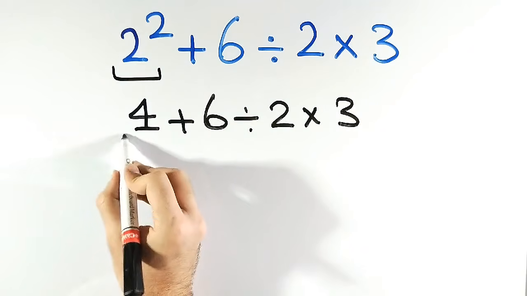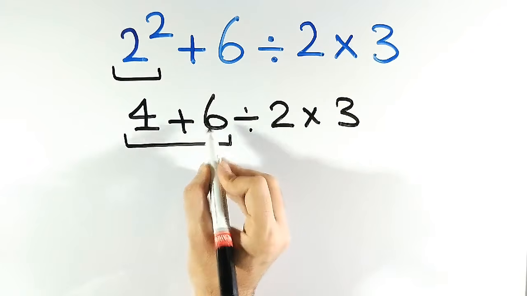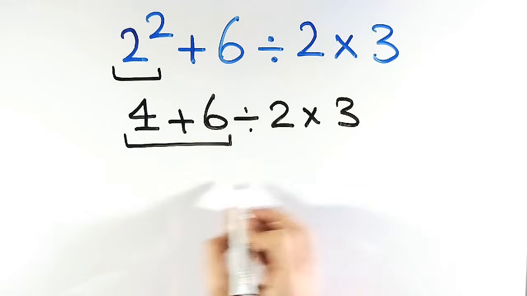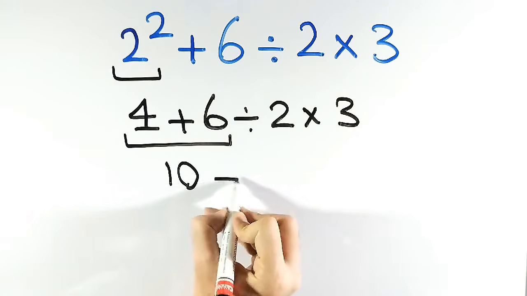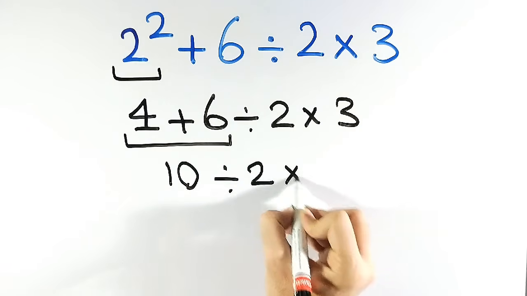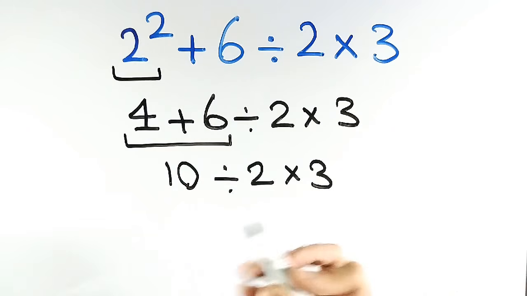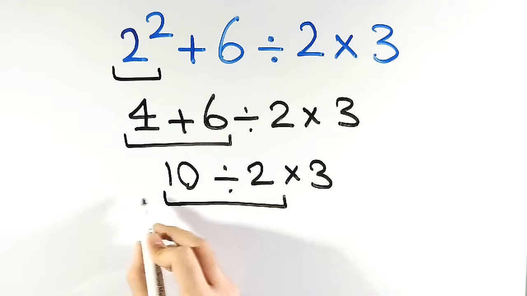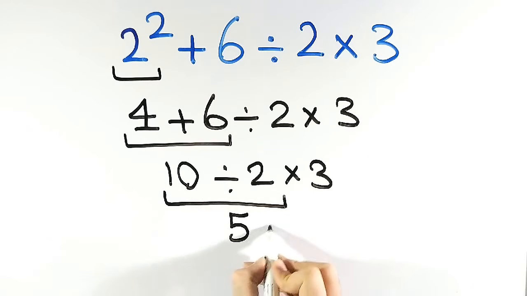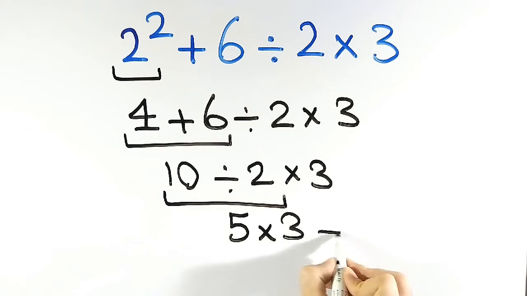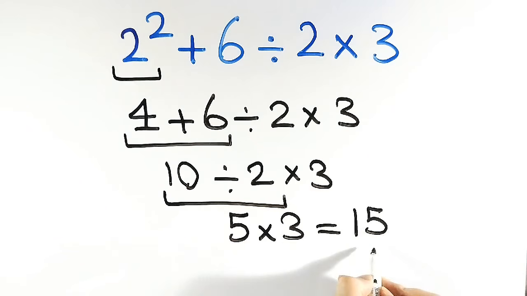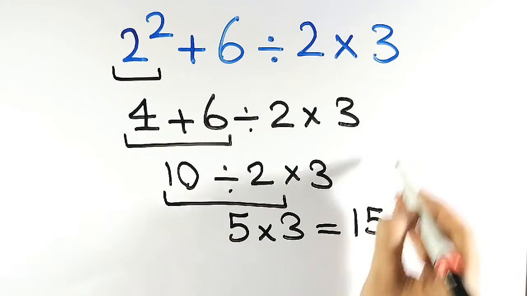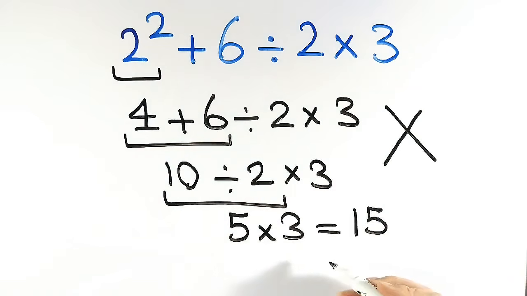And the next step they go for the addition between 4 and 6 and instead of this expression they write 10 divided by 2 multiplied by 3. And the final step they go for the division between 10 and 2 and write this expression as 5 multiplied by 3, which finally gives them the answer 15. However, this answer is completely wrong.